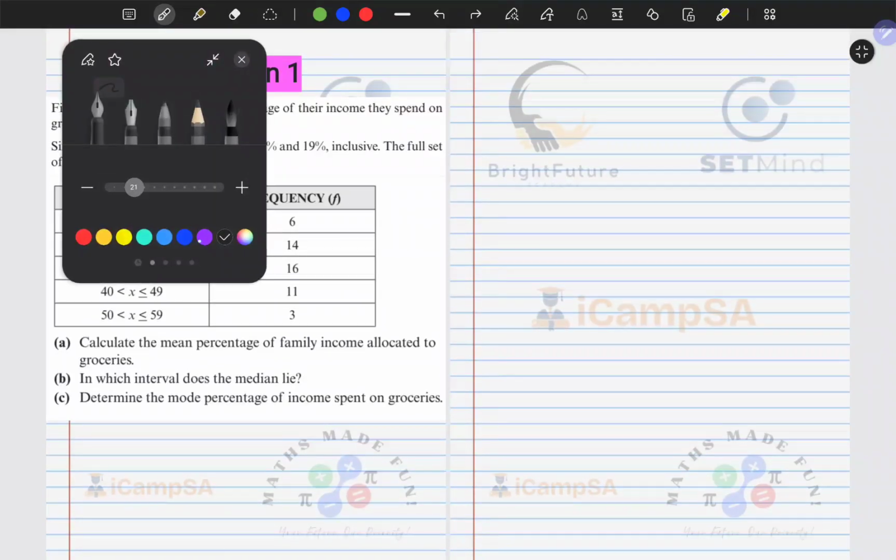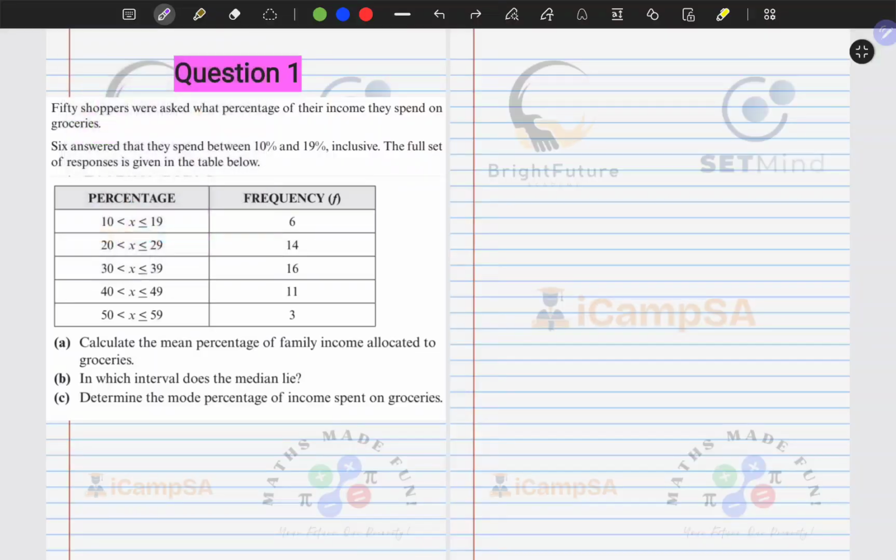So maybe let's have a look at this. So if we look at the shoppers, how much they spend on their groceries. So you'll see that 6 of them said they spend between 10 and 19, and 14 of them said between 20 and 29. Then 16 said between 30 and 39%, and above 50 but less than 59, it was only 3 people who said they spend that amount of money on their grocery. Okay. So with this in mind, let's have a look at the question.